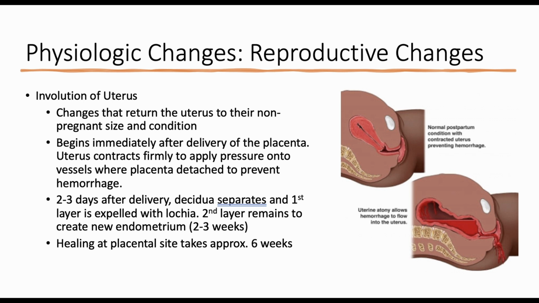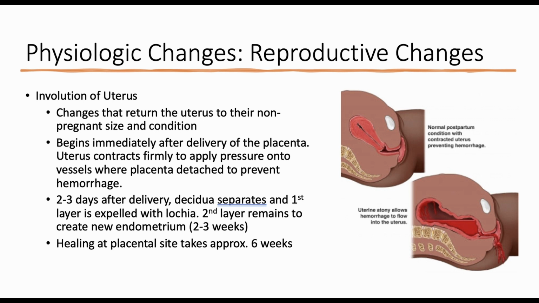Healing at the placenta site. When the placenta separates from the uterine wall, it leaves an open wound the size of a dinner plate on the inside of the uterus. That wound is going to be bleeding like crazy, because it's a wound.